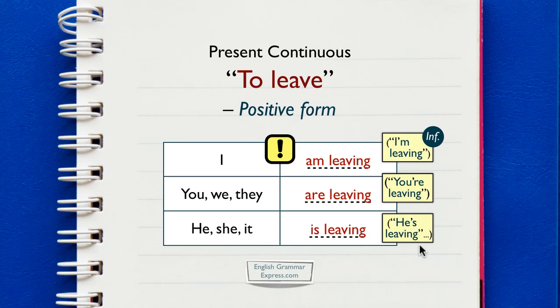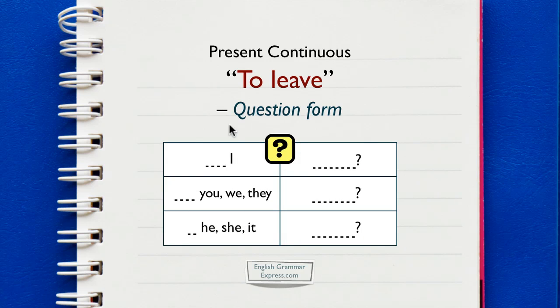In the informal, we would say, I'm leaving, you're leaving, or we're leaving, they're leaving, and he's leaving, she's leaving, it's leaving. In the question form now, am I leaving? Are you, we, they leaving? And is he, she, or it leaving?